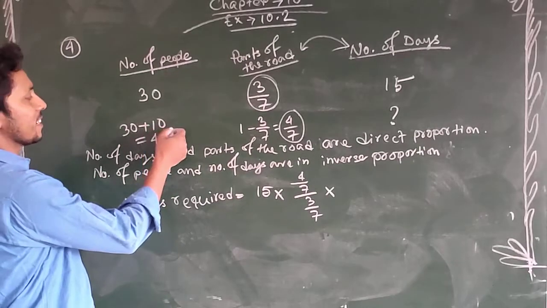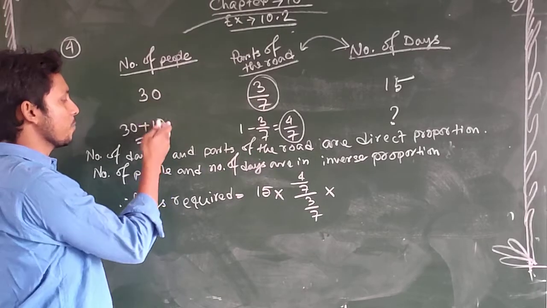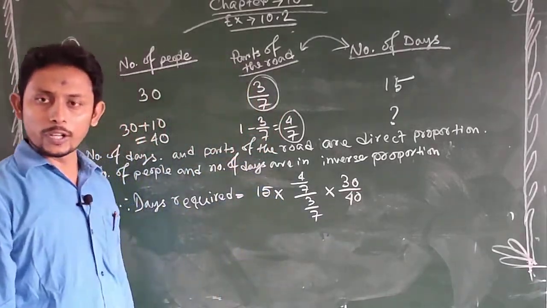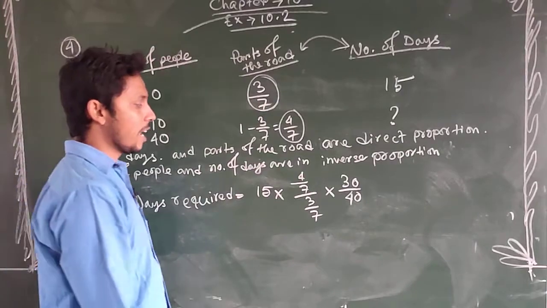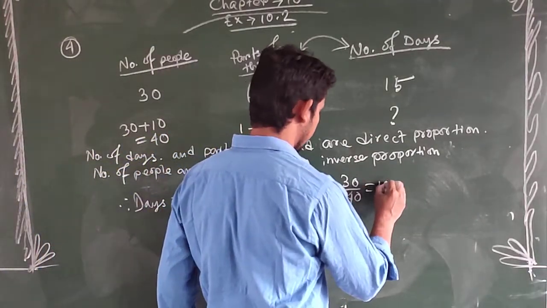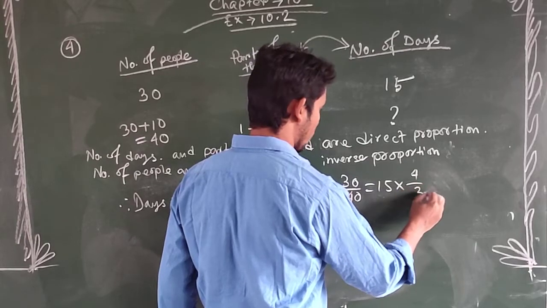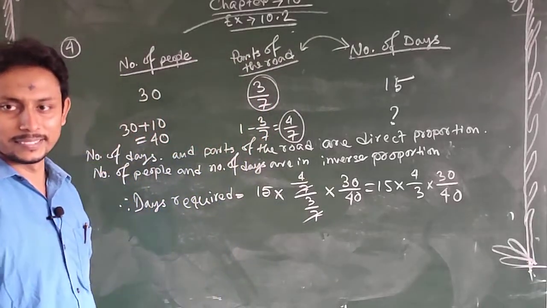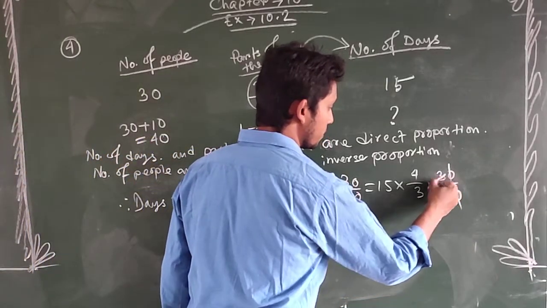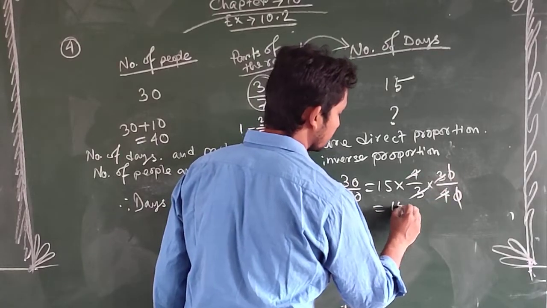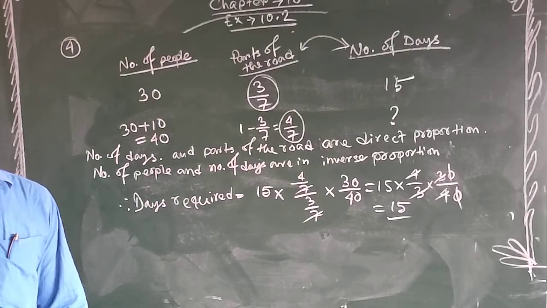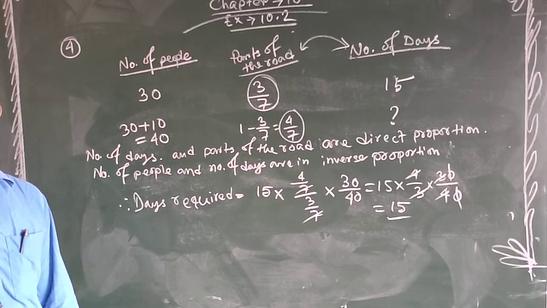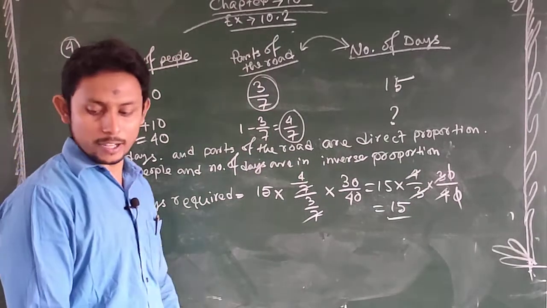No doubt. Now next one, there is inverse proportion. That means it will stay whatever it is, like 30/40, it will stay like that. Okay, now here 7/7 will be cut down. Now I am writing it here. 7/7 cut down, that means it is 4/3 and 30/40. Now look, this 0 will be cut down, this 3 cut down, this 4 cut down, only 15 is there. So another 15 days are required to complete the work.